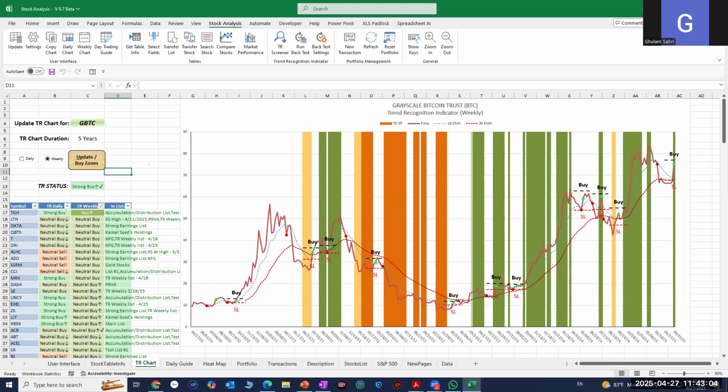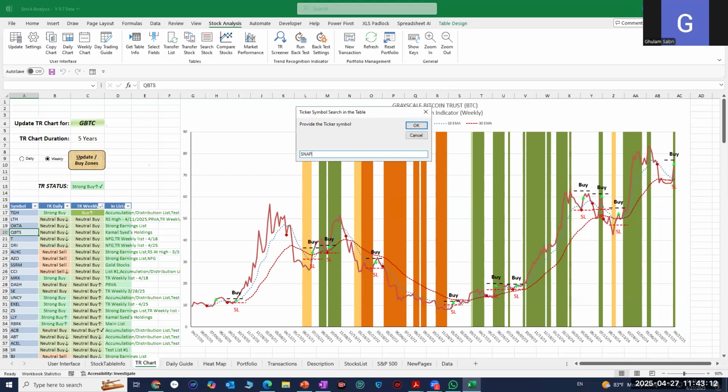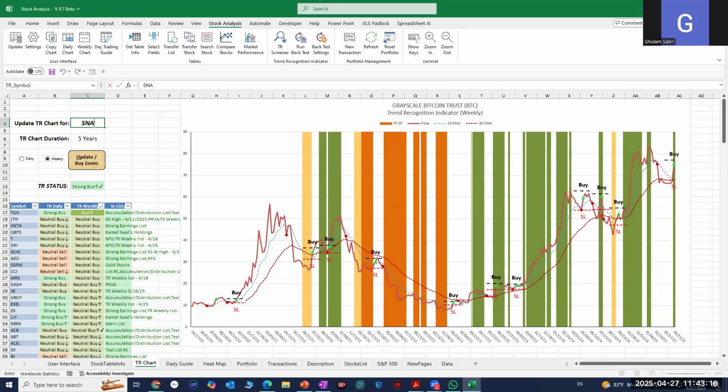Another question was, check Snap, how can we do that? No problem. So maybe Snap is here. Let's see if Snap has already been evaluated. No, it's not. So let's see if Snap is working. Snap is comparatively, I think, a new IPO, maybe the last 3 or 4 years. I don't remember, 2018 or 17, sometime there. So let's see how Snap works.